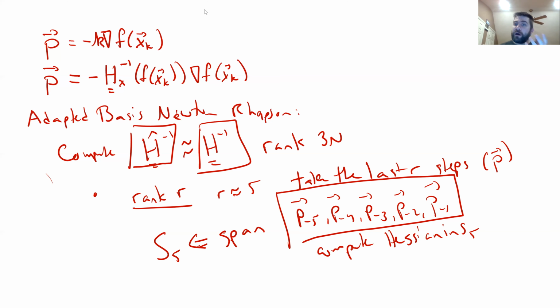All right. So I'm going to stop our video here. What we've discussed in this video is two approaches to local optimization: steepest descent and Newton-Raphson, as well as its slightly modified form, adapted basis Newton-Raphson.